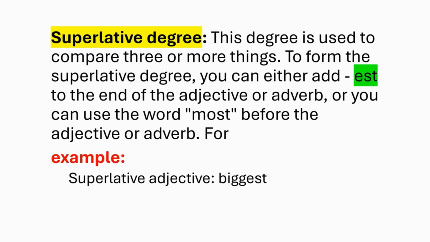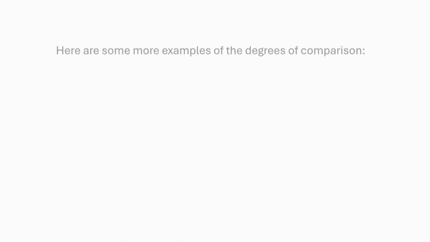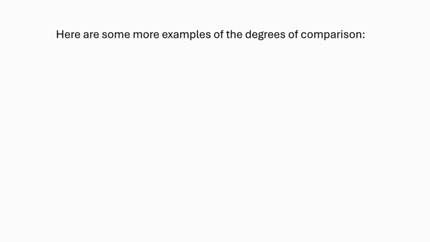Superlative degree. Superlative degree means comparing more than two persons. We can add est to the adjective. Big, bigger, biggest. Big is the positive degree adjective, bigger is the comparative degree adjective, and biggest is the superlative degree adjective. Understood?